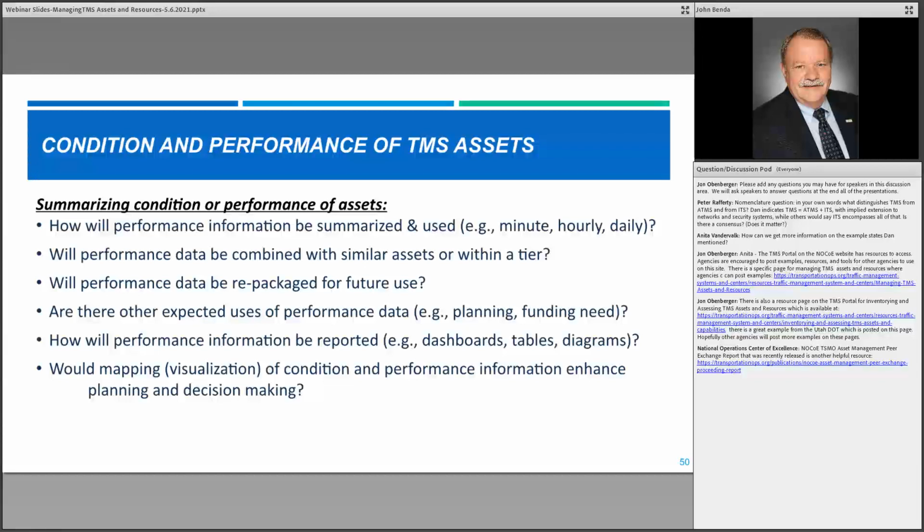Are there other expected uses of performance data, such as planning or funding needs? And how will performance information be reported? Will it be reported in dashboards, tables, diagrams, spreadsheets, or files that you can query and access? And would mapping or visualization of the condition and performance information enhance the planning and decision-making process?